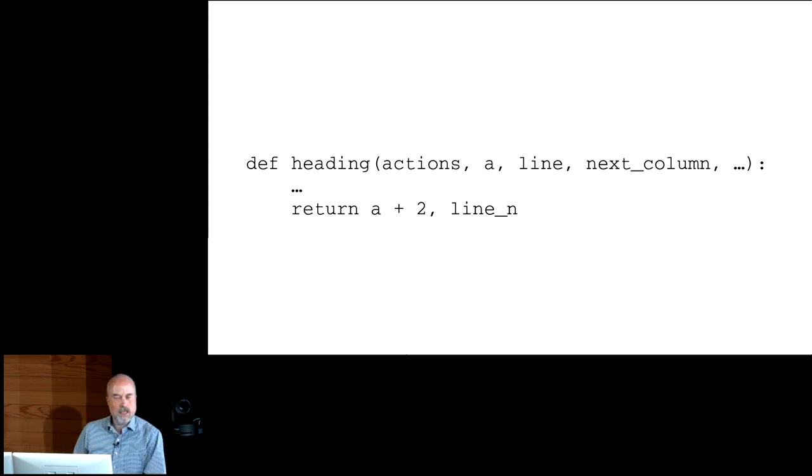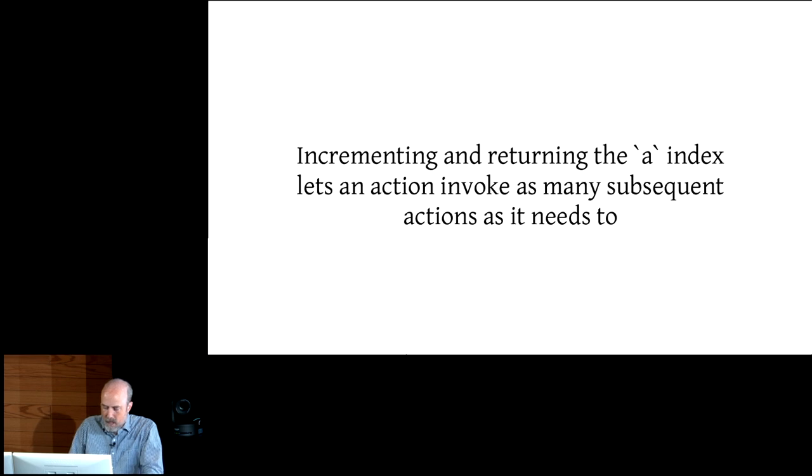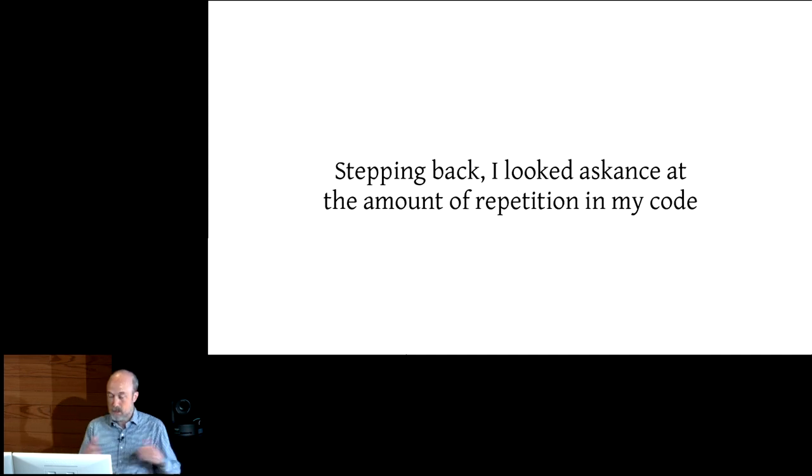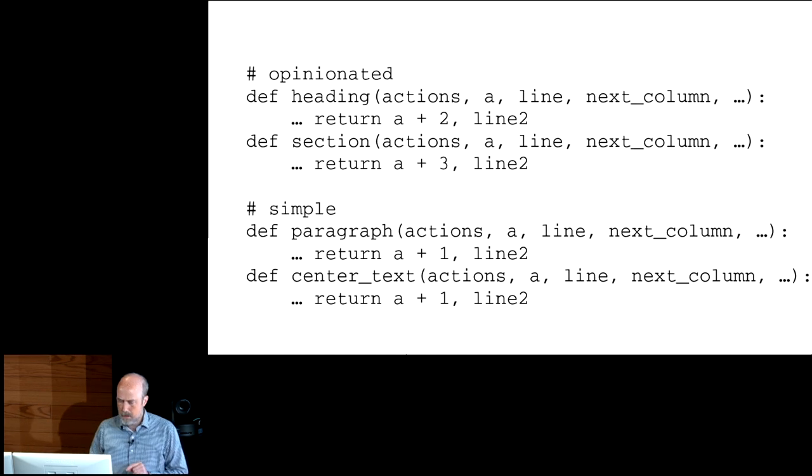But what if in this case I just tell the heading the truth? Hey, there's a list of actions. You're at position A. Go to town. And when you return the concluding line from all the work you've done, tell me how far to advance my counter before continuing. Incrementing and returning the A index lets an action invoke as many subsequent actions as it needs to compare different outcomes. So stepping back, I wrote several routines to that spec. I looked askance at the amount of repetition in my code that this created.